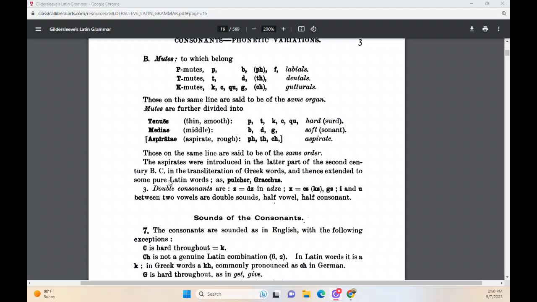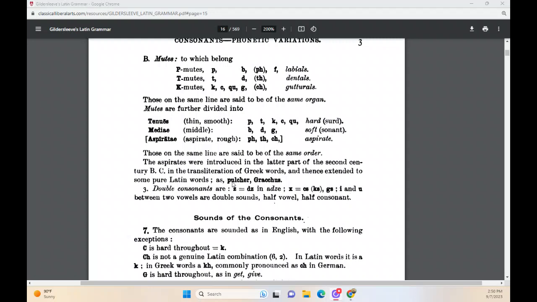Let's read these notes. Those on the same line are said to be of the same order. So we have three different kinds of mutes, and these are said to be three different orders. The aspirates, or consonants produced by breathing, were introduced in the latter part of the 2nd century in the transliteration of Greek words. So when Greek came into Latin, they brought these aspirate consonants with them. And we see an example in Latin.